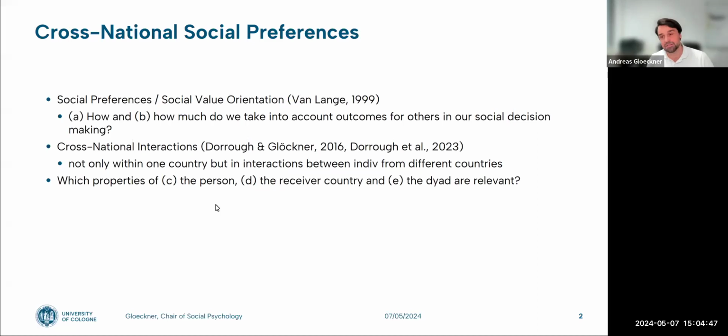And of course, this variance then should be explained somehow with properties of the person. So this is perhaps just due to the fact that pro-social people are pro-social to everyone, or the receiver country. Just knowing that you interact with a person from Israel or from Japan or from the Netherlands. Or basically the specific combination between your country and the other country.